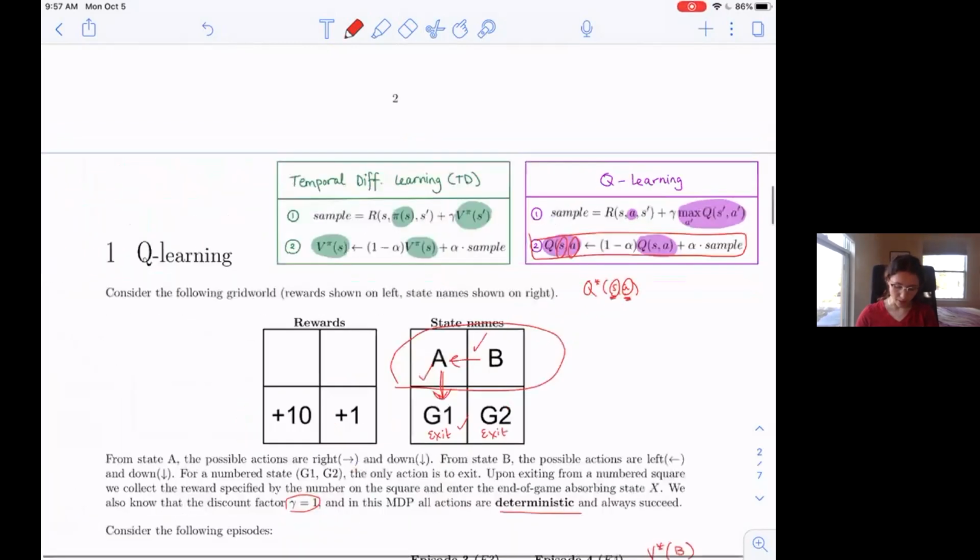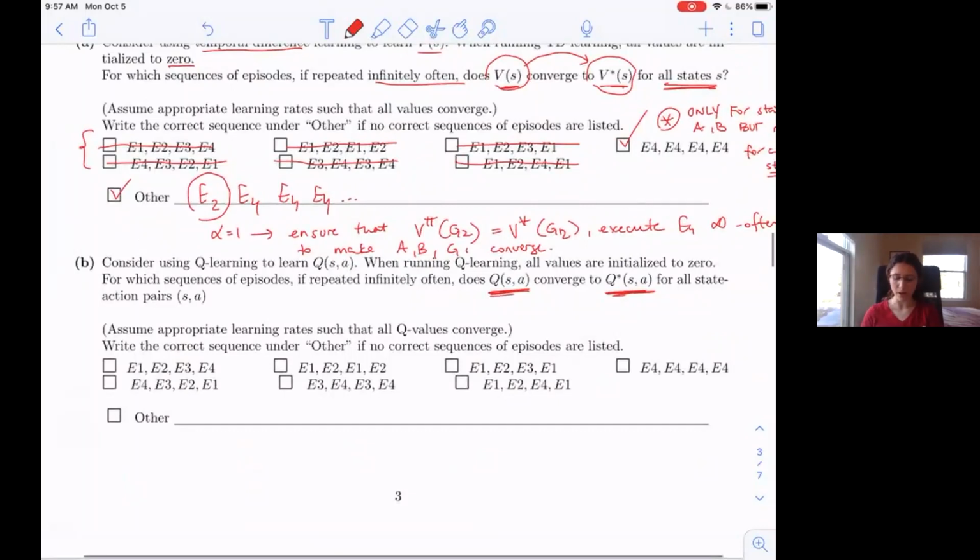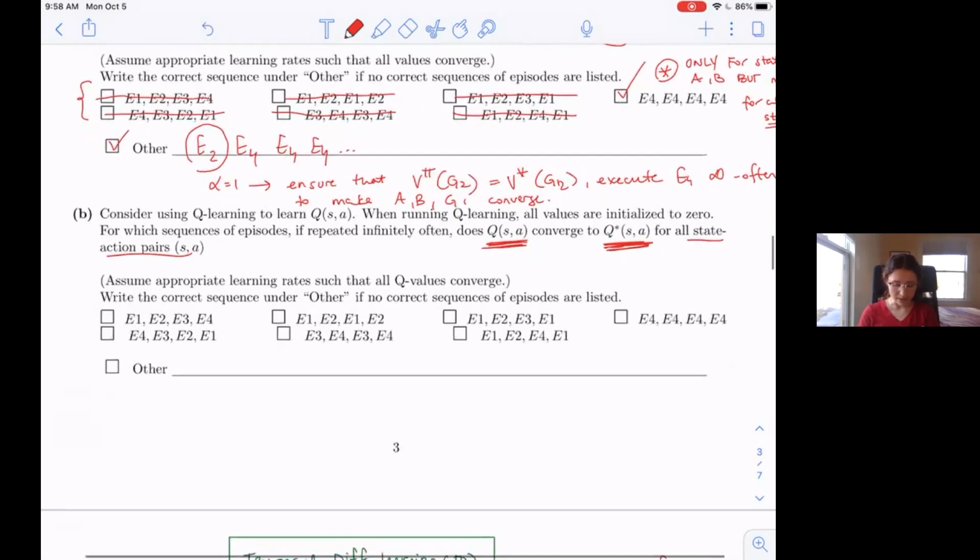So if we return back to our problem here, in order for Q(S,A) to converge to Q star(S,A) for all of the state action pairs, we have to see all of the state action pairs. This is the only way for us to actually update our Q values in that table for every single SA pair. So when we look at these sequences of episodes here, what we really want to ensure is that we always see every state and action pair.